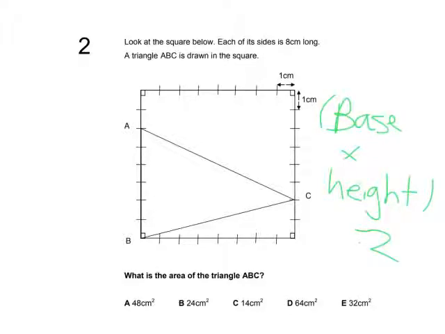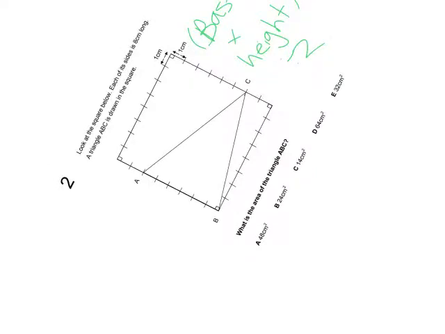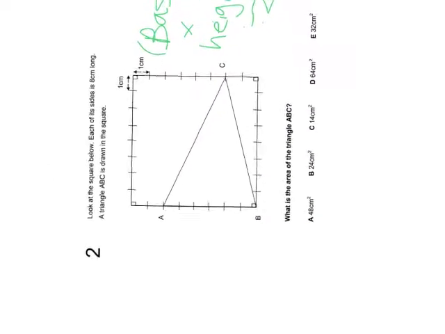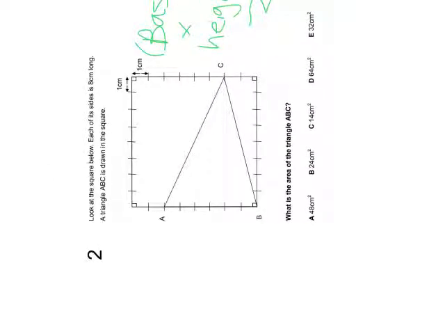Now, it's easier to find the base of this triangle if you turn the page around, and you can see that the base is 1, 2, 3, 4, 5, 6 squares. And the height, I'll do it in blue. So the height is from here down to here. And that would be 8 squares. You can see those 8 at the side.